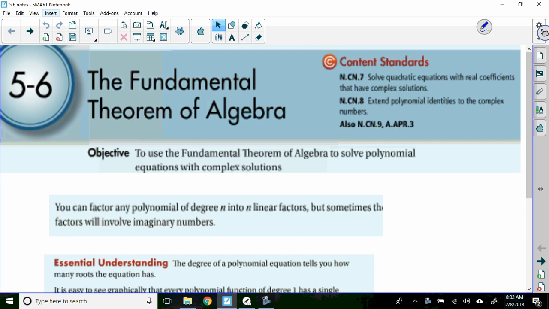This is the next to last section in Chapter 5 of the Algebra II textbook. The title is The Fundamental Theorem of Algebra. I kind of let the cat out of the bag early on this year. I've mentioned this theorem several times.